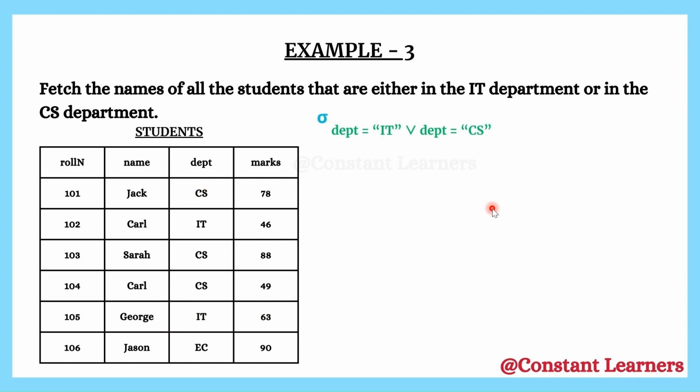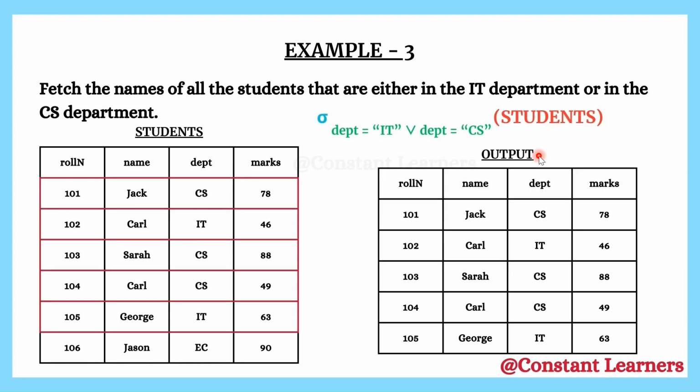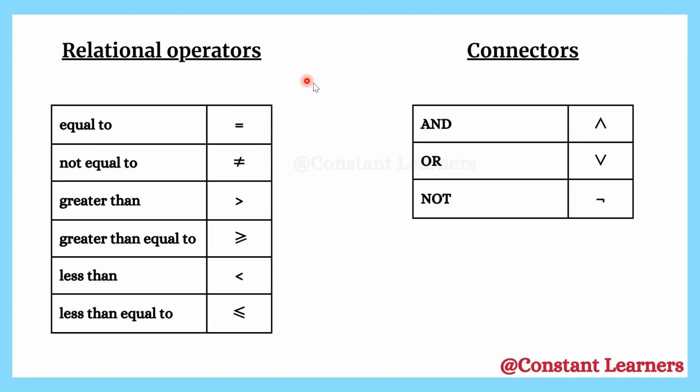Then we need to mention the name of the table, that is students. Now our query is complete and the output will have all of these rows. All the students that are either in CS or IT department. I hope all of these examples were clear. Now let's quickly discuss the relational operators and logical connectors that are allowed in the select operation.